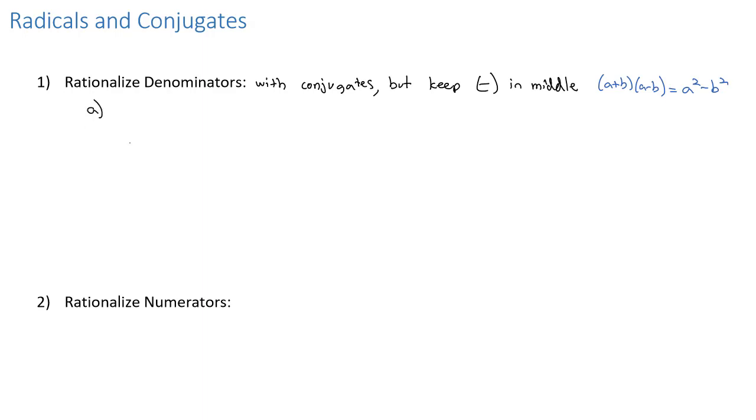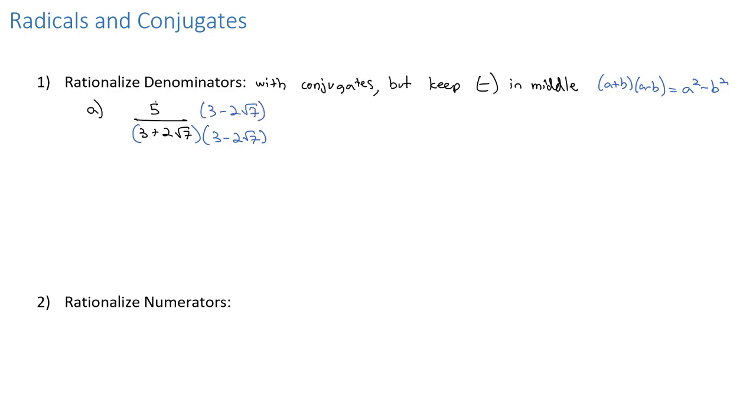So if I want to rationalize the denominator on 5 over 3 plus 2 square roots of 7, all I have to do is multiply this by the conjugate, 3 minus 2 square root of 7. And that's going to make the denominator into a rational number, a whole number. Doing the same thing to the top with 3 minus 2 square roots of 7.